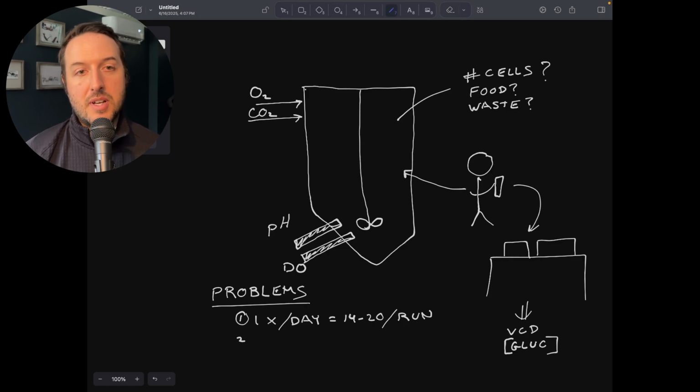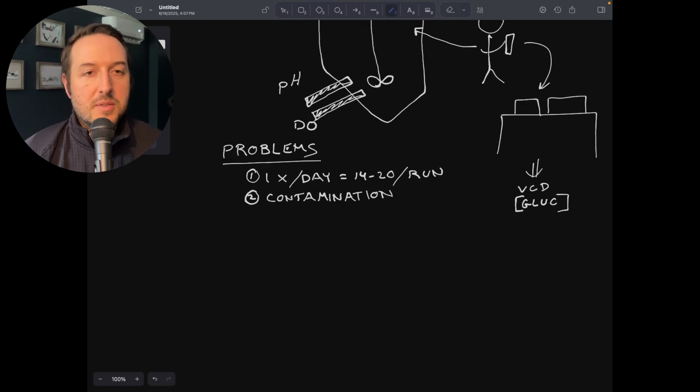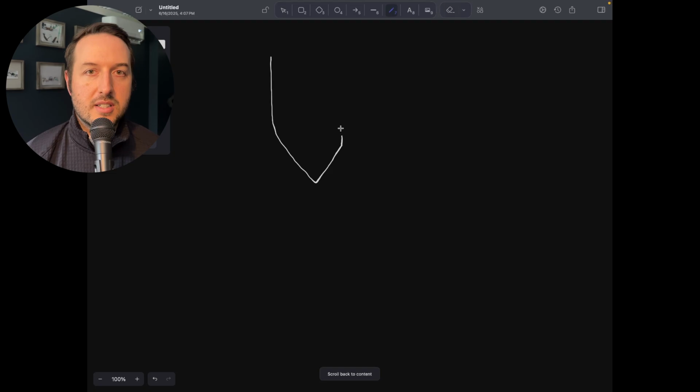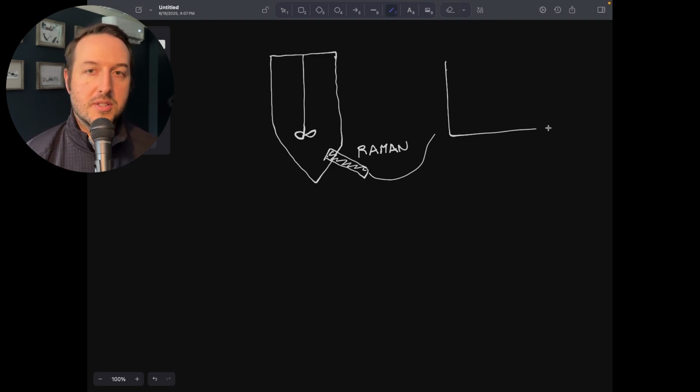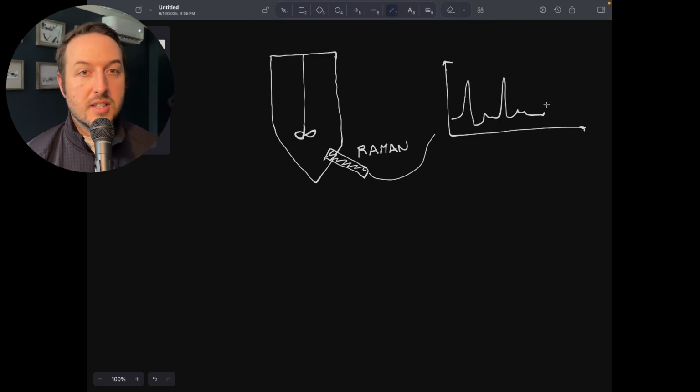And the second and perhaps even larger problem is that when we take a sample, we introduce the risk for contamination, and that could cost us the entire batch. What if there was a way to measure the cells in the bioreactor, or how much food is available for the cells, or how much waste they're producing? An inline probe that's no different than the ones we use to measure pH or dissolved oxygen.